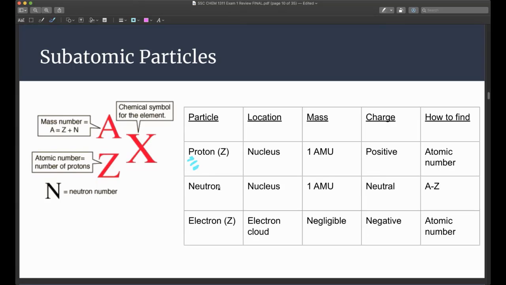Neutrons are also in the nucleus. It's also one AMU, and the charge is neutral. And how do we find this? We take the A number and we just subtract Z. How do you know this? Well, just take this formula and solve for N, and then you get A minus Z is equal to N.